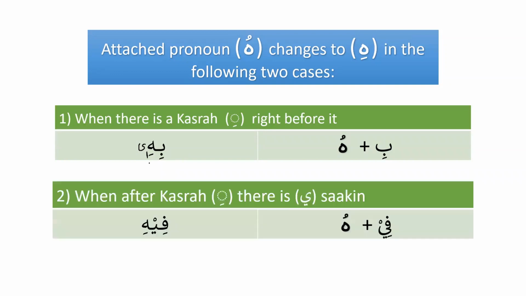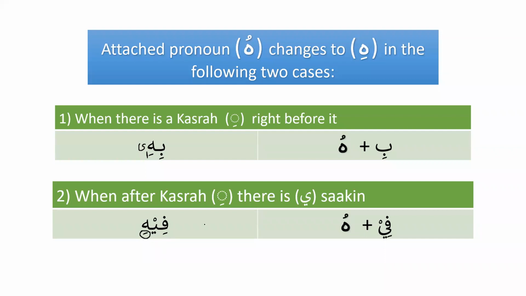And similarly, when after kasra, there is ya sakin. So we can see over here that fi. So we have kasra, and after kasra, what do we have? We have ya sakin. Plus, when we connect it with who, then it changes into he. So it becomes fihi. Now here, it is only a regular kasra. It's not the long kasra that we have seen over here. So we will only prolong it for 1 second. So it will be fihi.